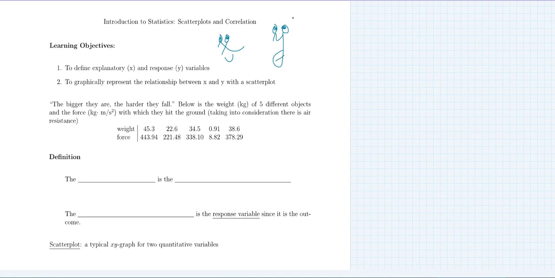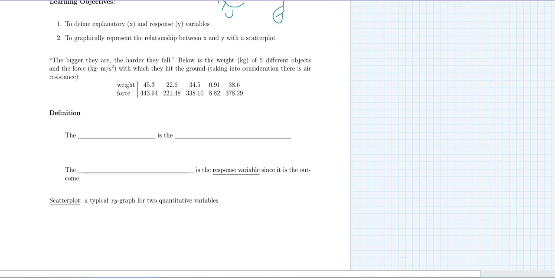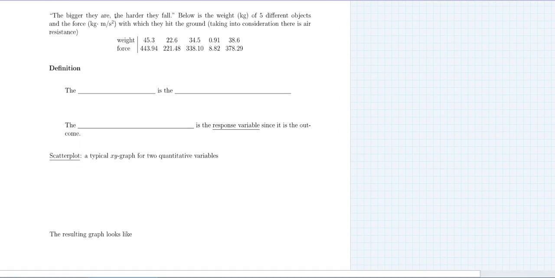In this video, we'll begin talking about scatterplots and correlation. Our learning objectives are to define what an explanatory and response variable are and to show how we can graphically represent the relationship between these two variables. We'll start with a simple example.